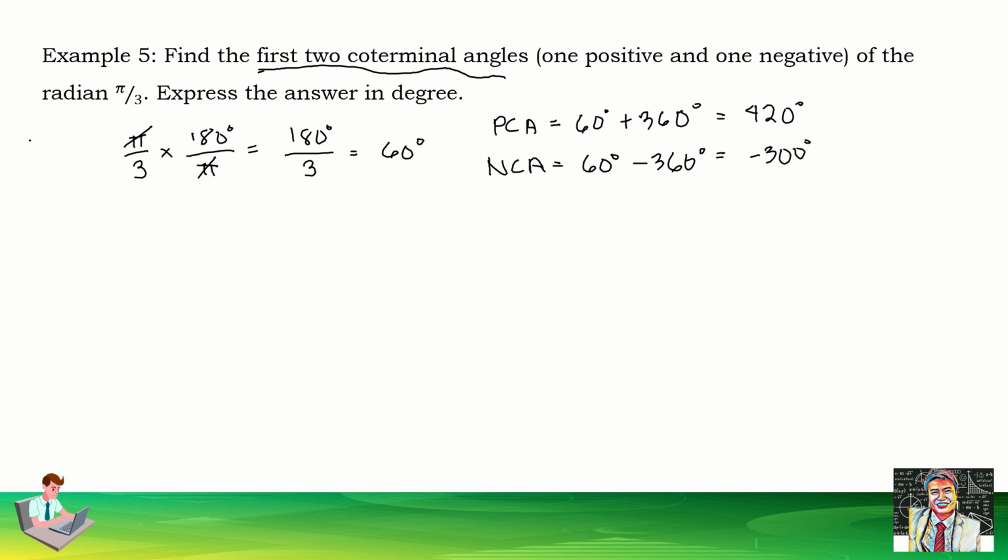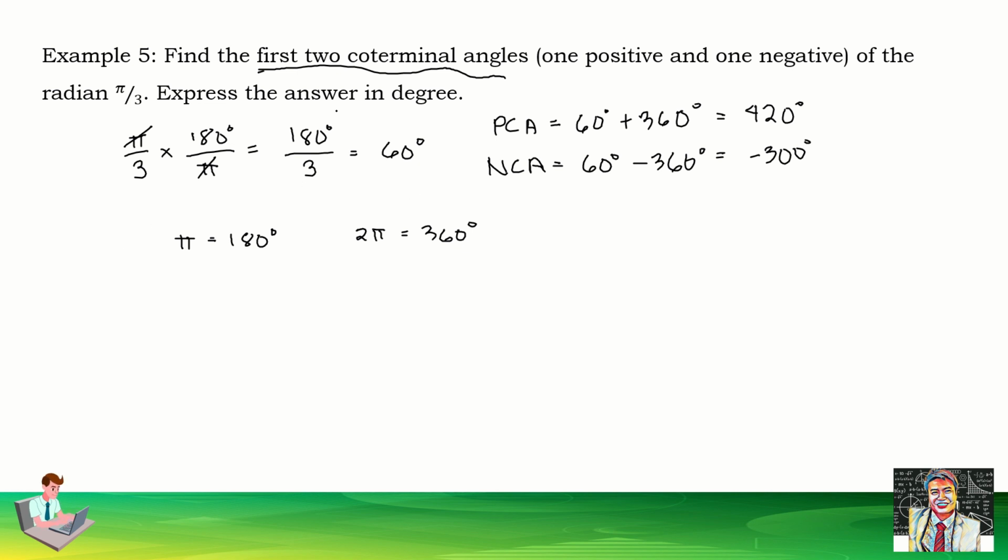So, paano naman yung isa? Di ba kanina sa introduction natin sa video, sabi ko nga, pi is equivalent to 180 degrees. One half rotation in terms of angle, pi is equivalent to 180. So therefore, a full rotation, which is 2 pi, is equivalent to 360 degrees. Kung mapapansin ninyo, nag-a-add lang naman tayo ng 360 at nagsu-subtract tayo. So therefore, kung naka-radian yan, pwede ka namang mag-add ng 2 pi at mag-subtract ng 2 pi.